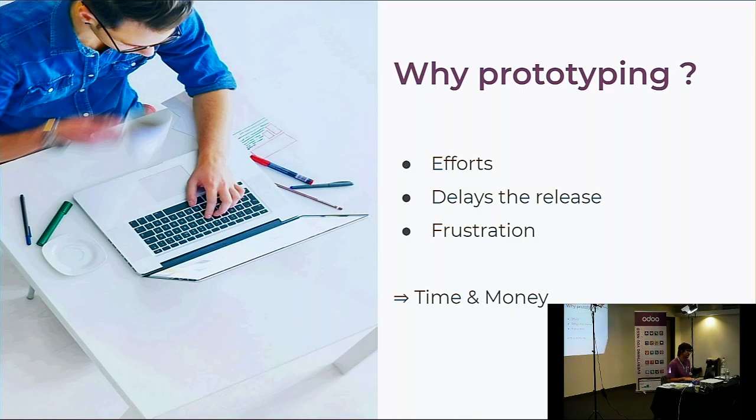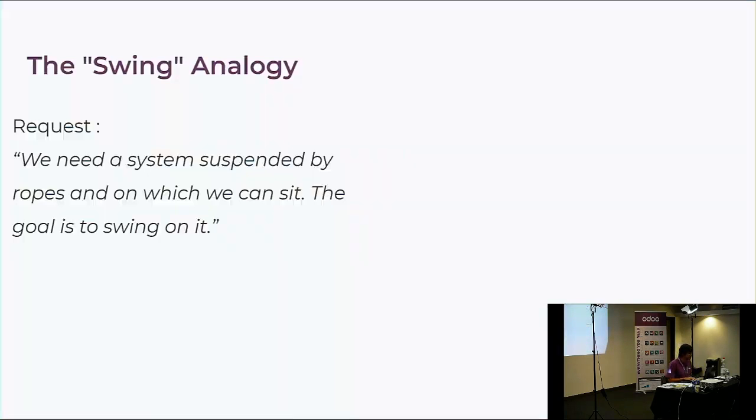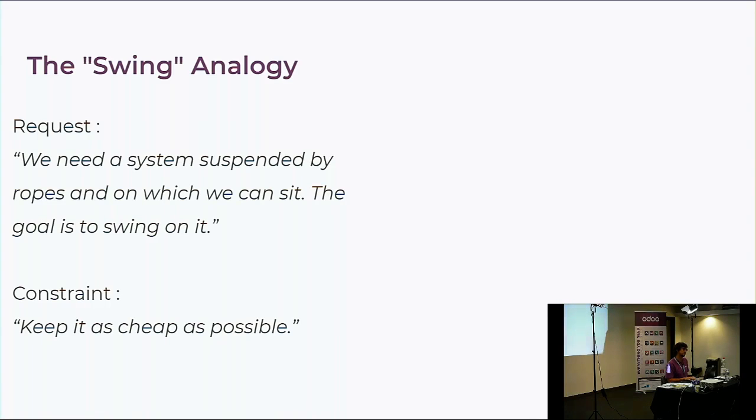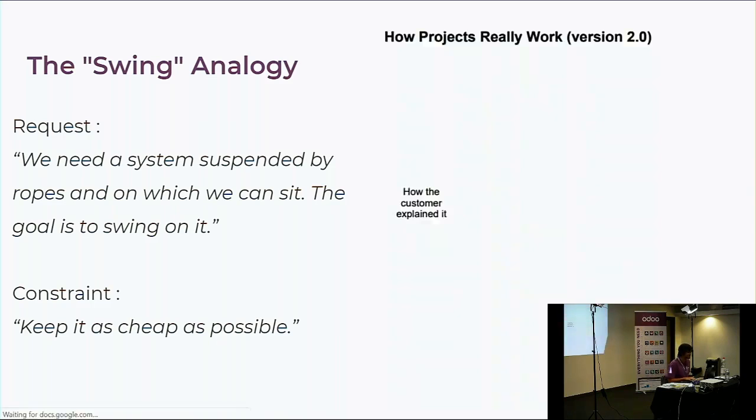Of course, if you're here, I think you agree that it's not the right way of seeing this issue. So to show it in a different way, we'll talk about what I call the swing analogy. Let's say you meet a customer and the customer says, well, we need a system suspended by ropes and on which we can sit. The goal is to swing on it, right? So basically he wants you to build a swing. Of course, if you've worked with customers, you know you will add something like, please keep it as cheap as possible. So this is how the customer explained it to you, right?